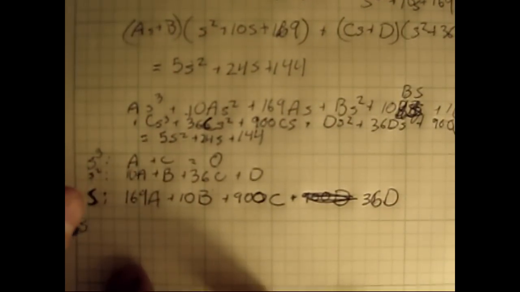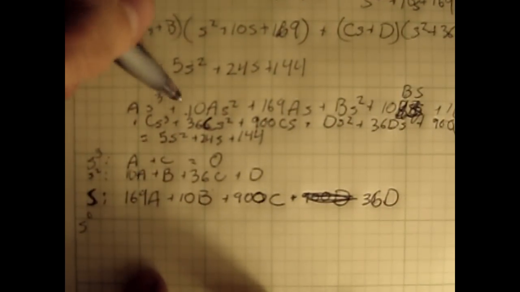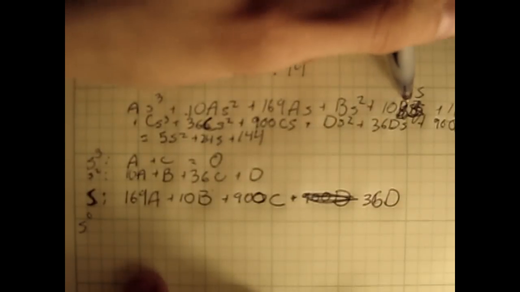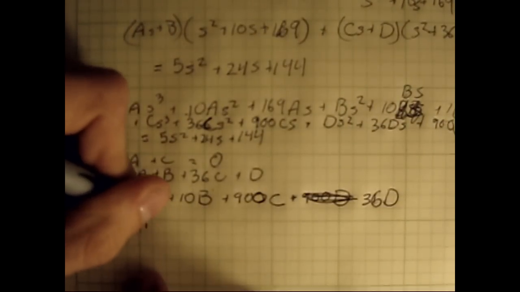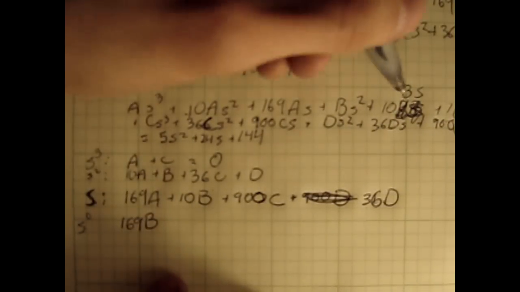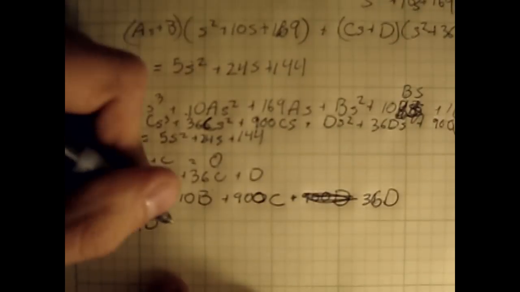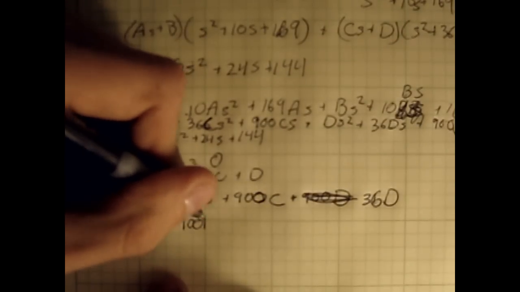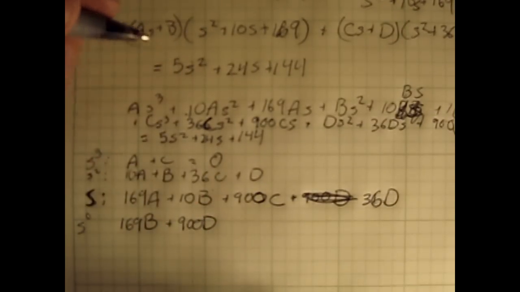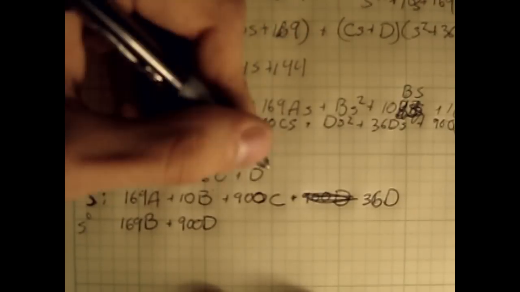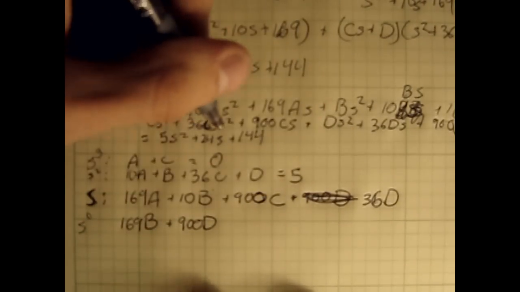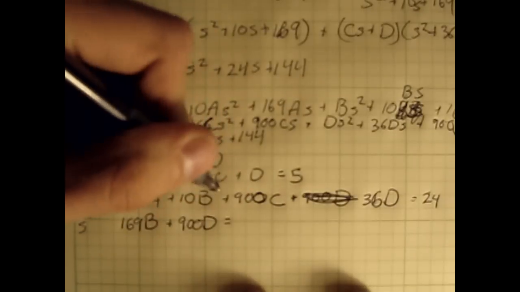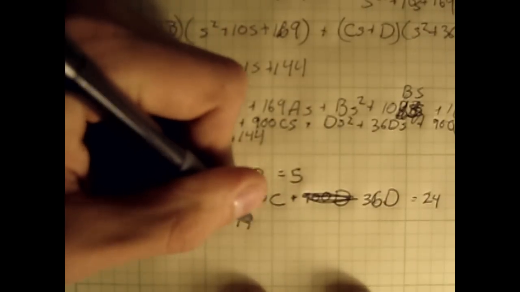So now for our s to the 0th terms, it looks like we have nothing in the a's, 169 for the b, and a 900d. Okay, it looks like I forgot to set them on the equal side, so let's go back and do our s squared. Our s squared term has a coefficient of 5, our s has a coefficient of 24, and our s to the 0th power has a coefficient of 144.